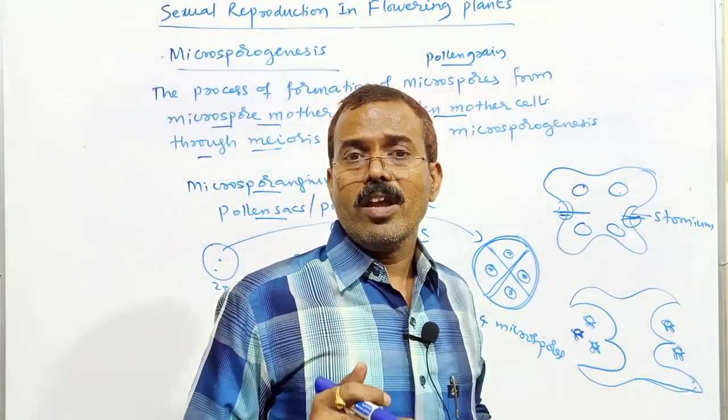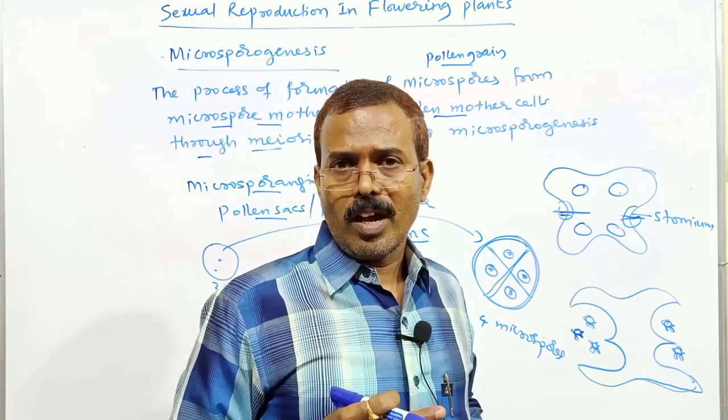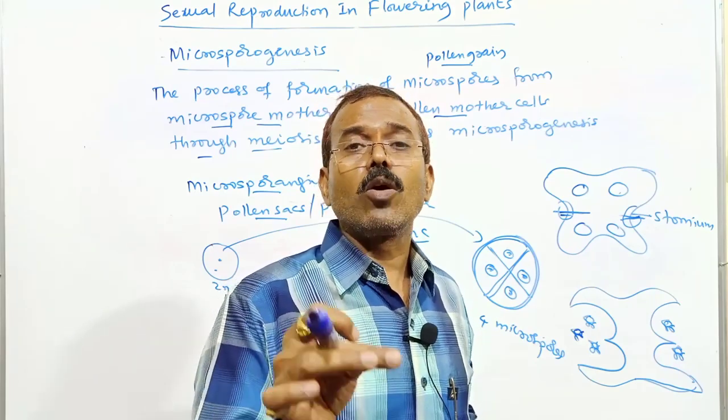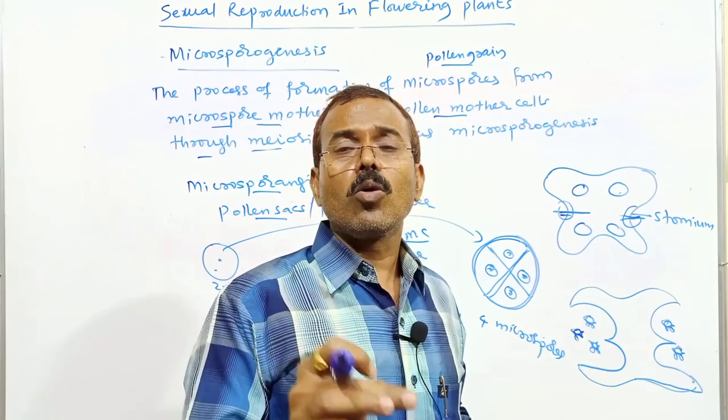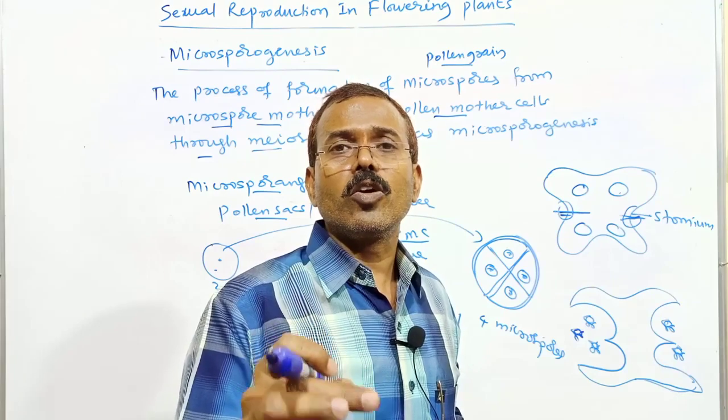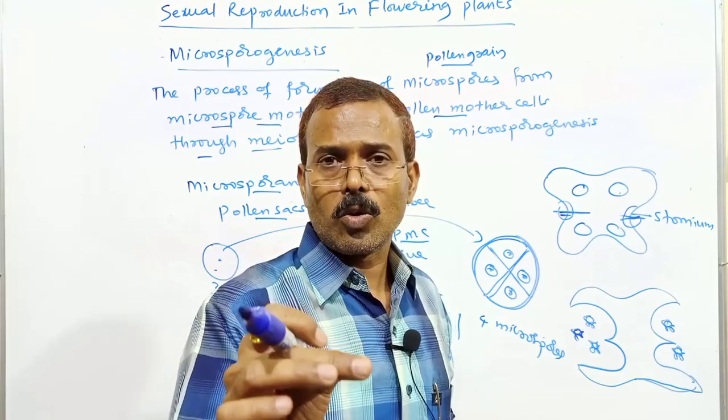In the next class I will take up the structure of the pollen grain. So today we learnt stamen, and we learnt structure of the young anther, and we learnt microsporogenesis. So tomorrow we will learn about the structure of the pollen grain, which is considered to be male gametophyte. So tomorrow I will continue.